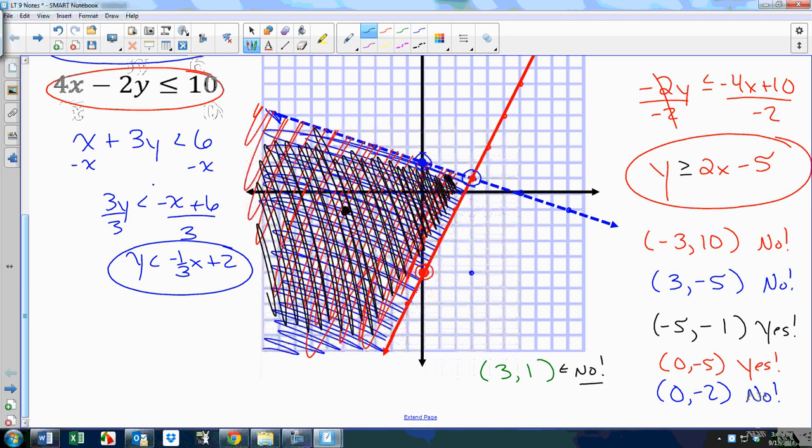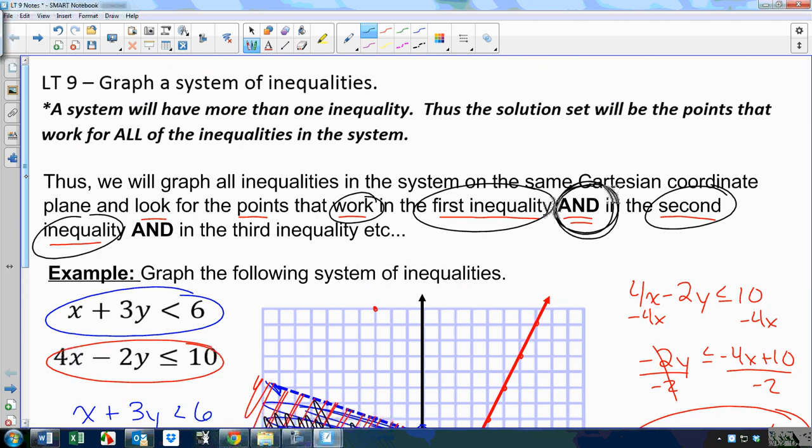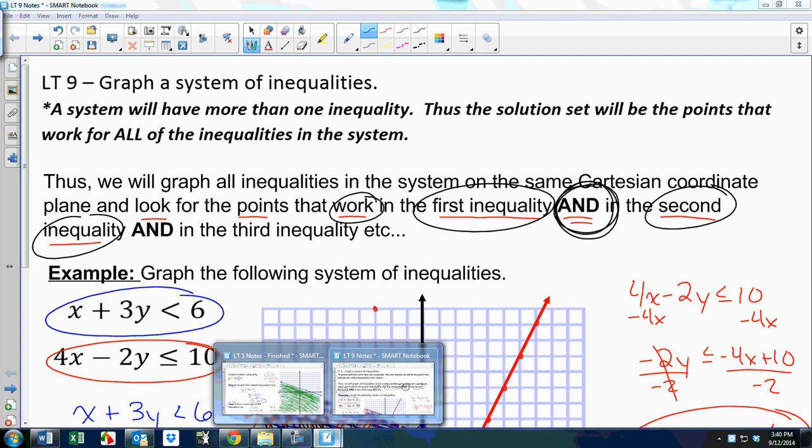All right, so that is graphing a system of inequalities. They can be other things than linear. This example is just linear. And they can have more than 2 inequalities. It could have 3. It could have 4. So that is the Learning Target 9 notes.